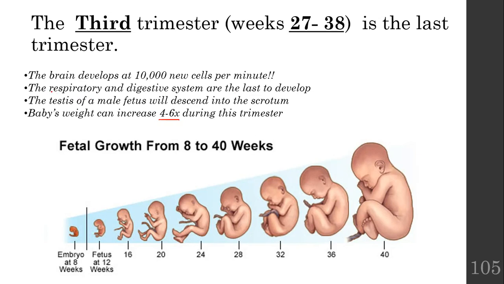Babies who might be born prematurely at this time: the mothers are usually given a shot to help speed up the development of the lungs, because that's kind of the last thing that develops at this point. The brain at this point is developing 10,000 new cells per minute.